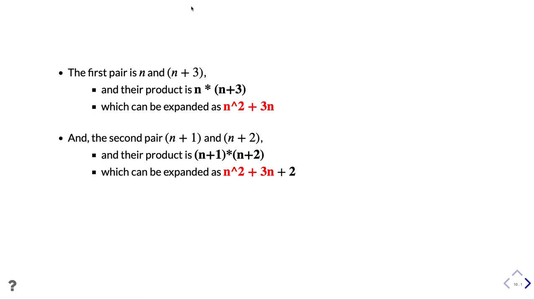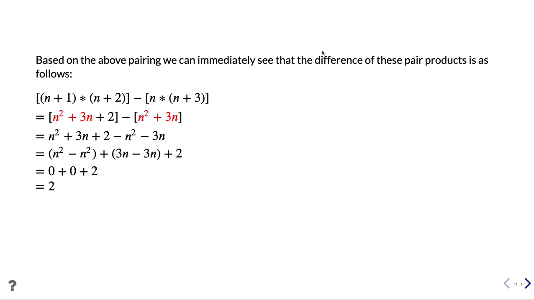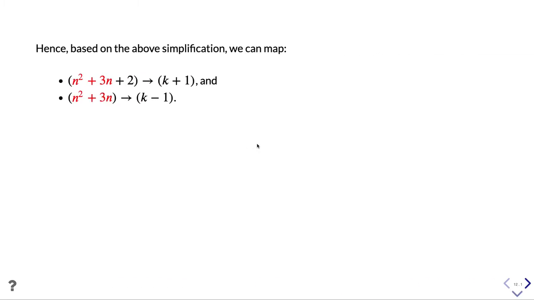So effectively, now we have found those two numbers, but let's explore it a bit further. We can get these calculations done, and we can verify that these two products differ by 2. So now we are ready to map these two numbers. We found the first product was n squared plus 3n, and the second product was n squared plus 3n plus 2. So now the larger one can be mapped to k plus 1, and the smaller one can be mapped to k minus 1. And now we are almost done.